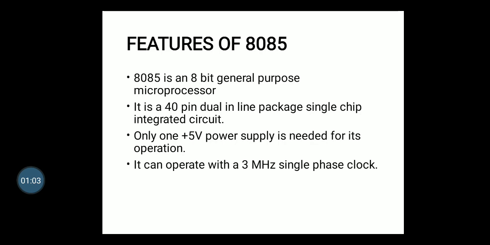Now, features of 8085 microprocessor. An 8085 microprocessor is an 8-bit general purpose microprocessor. It is a 40-pin dual inline package single chip integrated circuit. Only a +5 volts power supply is needed for its operation. It can operate with a 3 MHz single phase clock.